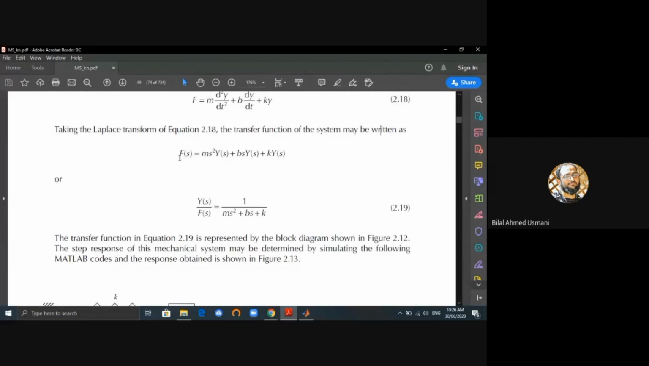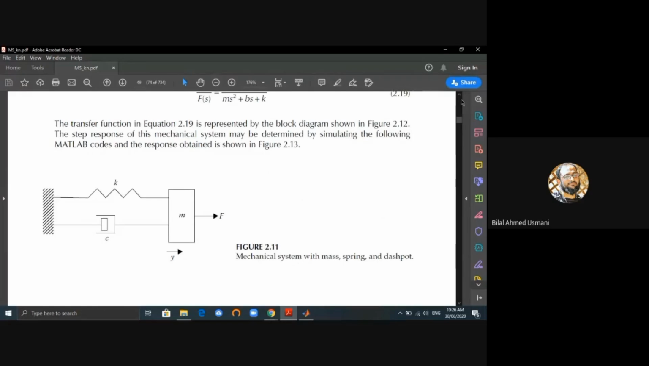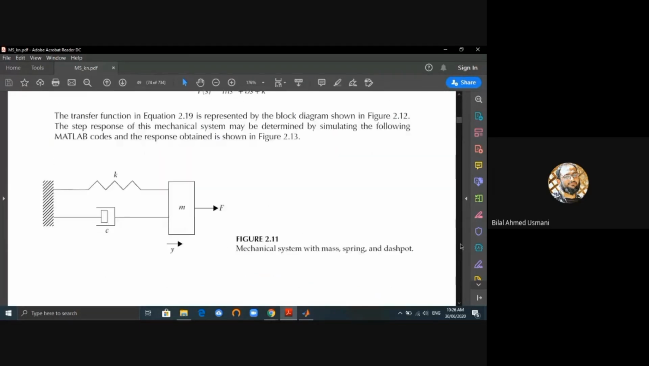So this would be F of s rather than in the time domain, so it will be in the frequency domain. That would be m s² Y(s) plus b s Y(s) plus k Y(s). So Y(s) divided by F(s) will become this. That's actually the block diagram or the transfer function. The block diagram of that transfer function is represented in equation 2.19, and the diagrammatic representation is over here.